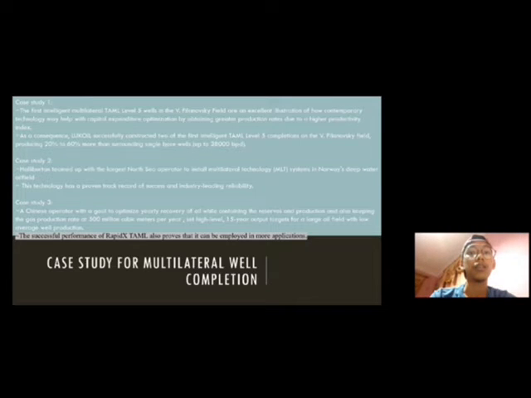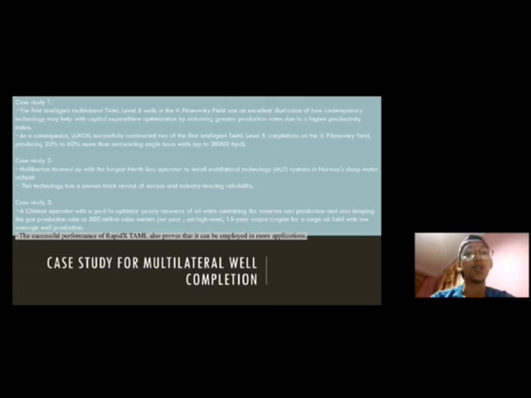And for the third and last case study, a Chinese operator with a goal to optimize yearly recovery of oil while containing the reserve and production, and also keeping the gas production rate at 500 million cubic meters per year, set a high-level 15-year output target for a large oil field with a low average oil production. The successful performance of Rapid X TML also proves that it can be employed in more applications.